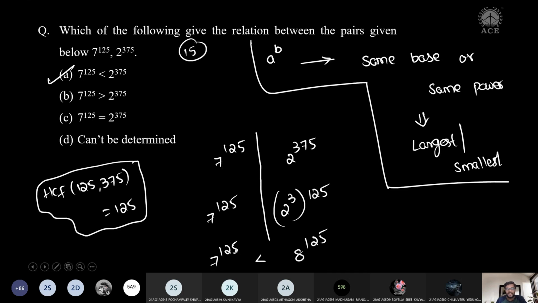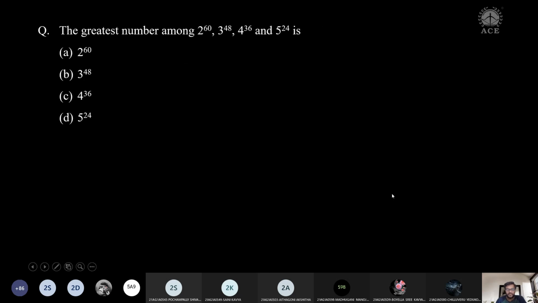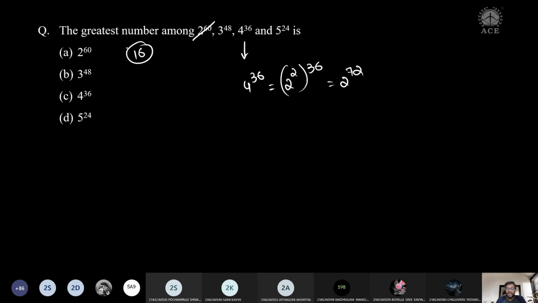Here also the bases are not the same. What you can do is write 4 power 36 as 2 square power 36, that is 2 power 72. So this is not the greatest one. Now we have only three numbers on screen: 3 power 42, 2 power 72, and 5 power 24. You should decide which is the greatest among these three numbers.